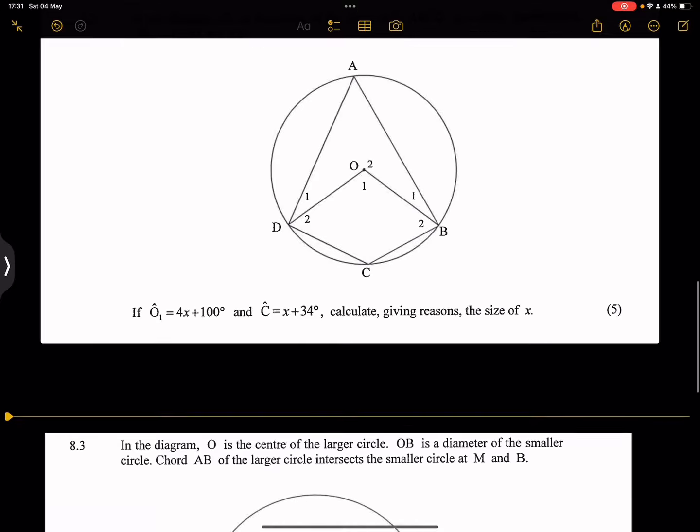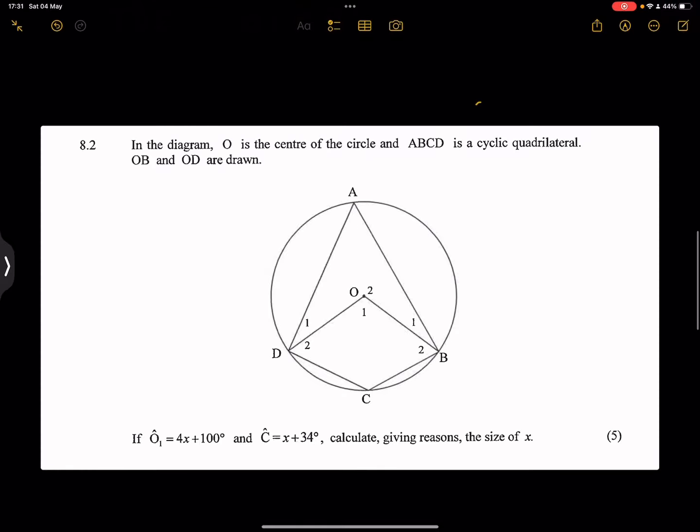Right, so let's go on to the next question. So they say in the diagram, O is the center of the circle, and ABCD is a cyclic quadrilateral. OB and OD are drawn. Right, now in this case, they tell us O1, so I'm going to put that there. They say O1 is 4x plus 100. And they say C is x plus 34. Okay, and they want us to calculate, giving reasons, the size of x.